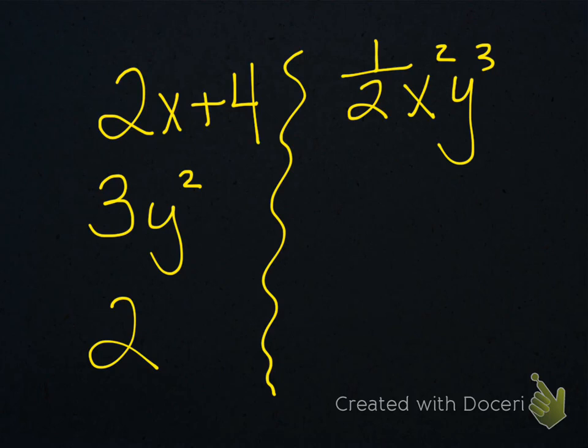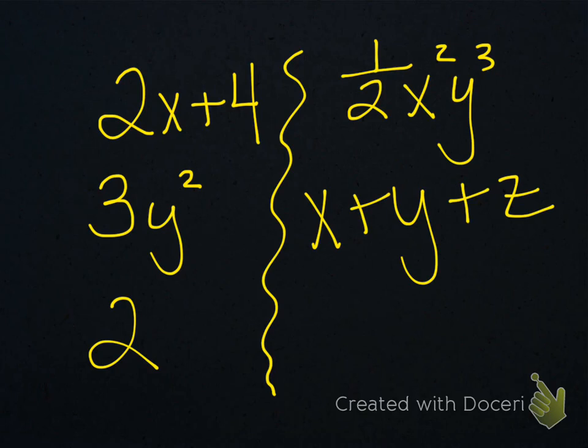All right, I'm going to give you another one. x plus y plus z. What is it? 5, 4, 3, 2, 1. Trinomial. Absolutely. And let me give you one last one. x squared minus 4. What's that? A binomial. All right.